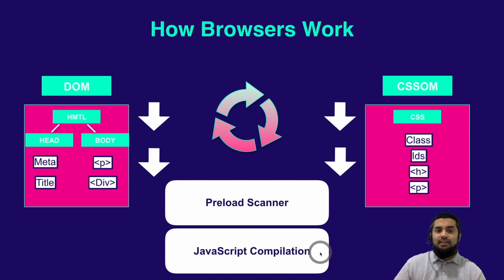So just to go over again, what the browser does when it starts to render a page is it creates a document object model, it creates a CSS object model, it does preload scanning, it fetches all the essential resources in the background to stop bottlenecking. And if there's JavaScript to compile, it also compiles the JavaScript. So this is how the browser works in terms of creating and appearing a web page to the user.